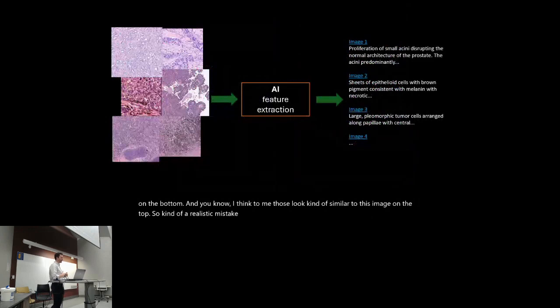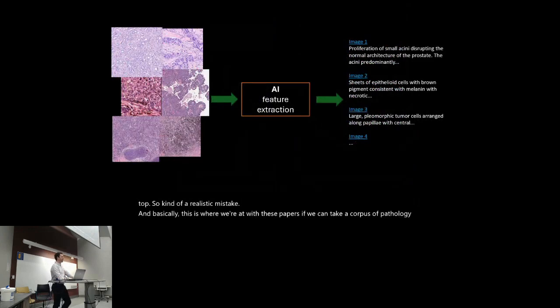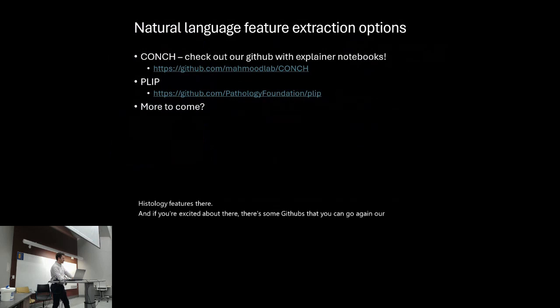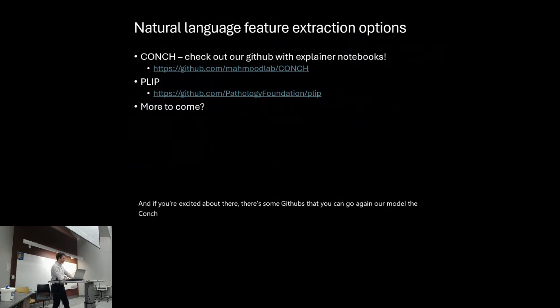And basically this is where we're at with these papers. We can take a corpus of pathology images, run it through either of these 2 models, and for each image we get some natural language description of what's in that image. We extract the natural language histology features there. And if you're excited, there are some GitHubs you can go to. Again, our model, the CONCH model, is publicly available. You can download the model from Hugging Face and start extracting these natural language features from your own histology images.